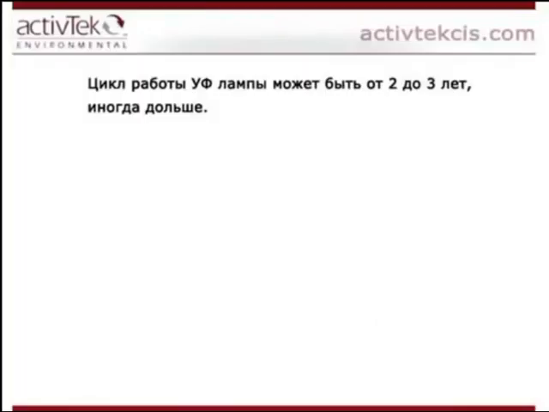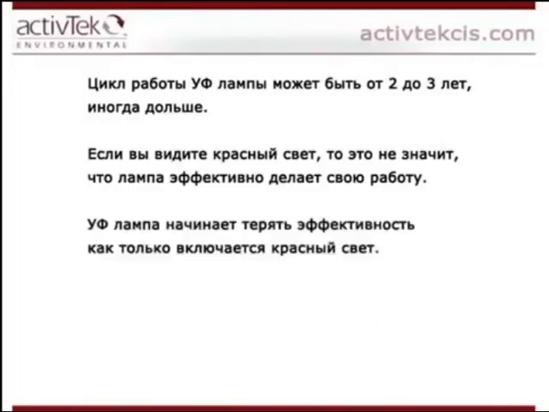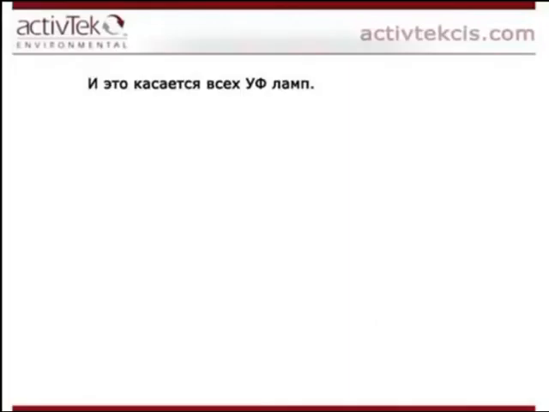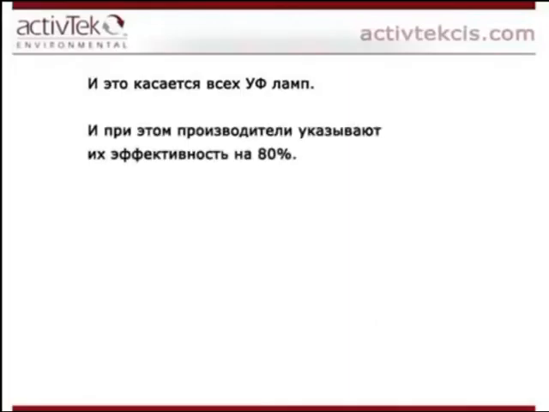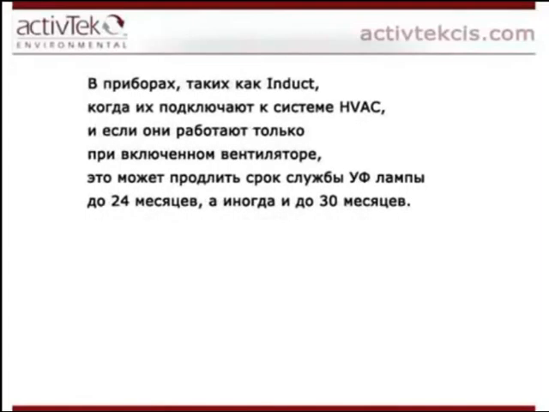Bulb manufacturers base the life of their bulb as far as efficacy, which is the ability for the bulb to do its job, at around 80%. Operating 24 hours a day, 7 days a week, this typically means that the bulb efficacy life is about 1 year. Now, in most cases where the units are hooked into the HVAC system and only are operating when the fan is on, this can extend the life out to 24 months, or in some cases about 30 months, before the bulb, which is part of the cell, needs to be replaced.